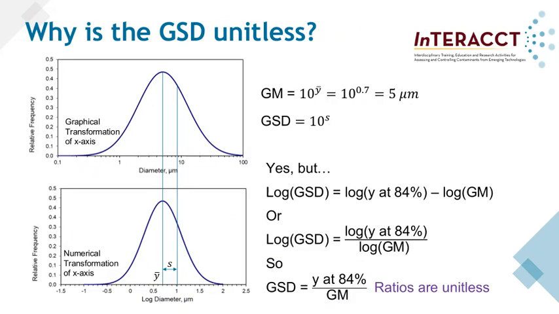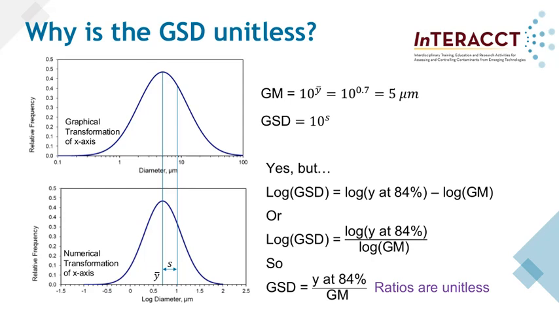To complete the story, so to speak, you may be wondering why the geometric standard deviation is unitless. The answer has to do with the properties of logarithms. Here is an example to explain this. As shown, the average of a set of logged particle diameter values was 0.7. Raising 10 by that number, 10 to the 0.7, equals 5 micrometers. Then, as just explained, the geometric standard deviation is 10 to the s.